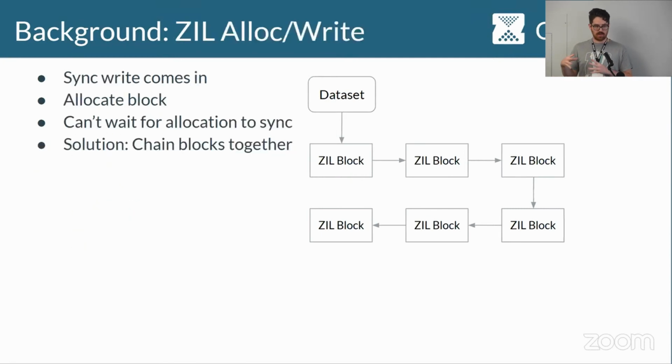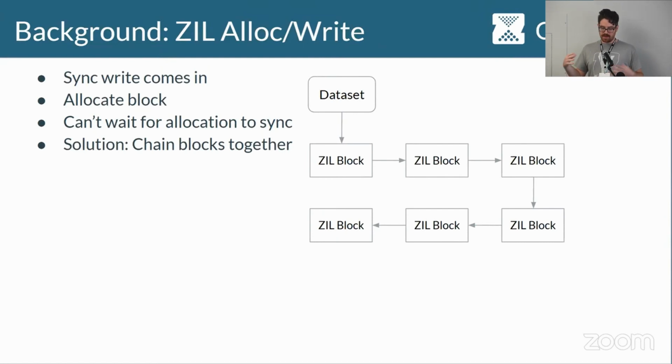So let's talk in a little bit more detail about how the ZIL works. So a synchronous write comes in, we need to persist it to disk. In order to persist it to disk, we need to allocate a block. When you allocate a block, we can do that from our in-memory data structures, but you also have to write out that you allocated that block onto the disk so that we don't overwrite that data later. But if we wait for that allocation to sync, then we have to wait for a transaction group to sync out. And now we're waiting for a whole TXG in order to do a synchronous write. And that's terrible for latency.